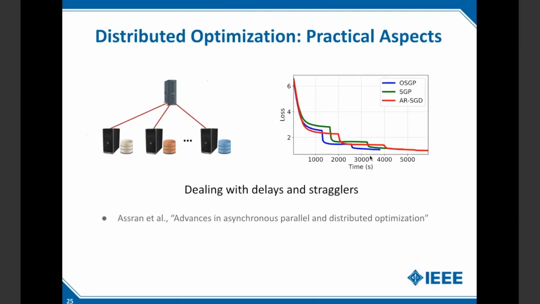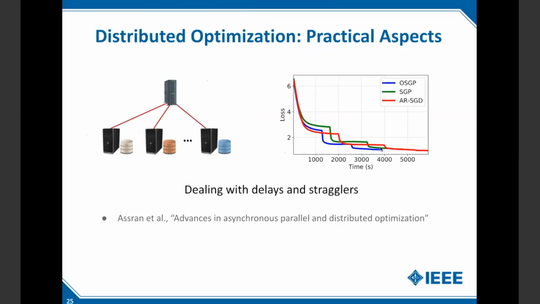Without going into the details, let me say that the red curve corresponds to a fully synchronous scheme where all nodes have to wait for everyone else to be ready before they perform an update. You can see it gets to a good accuracy, but on the x-axis I've plotted the loss that we're trying to minimize as a function of wall clock time. And so it takes a while to get there.